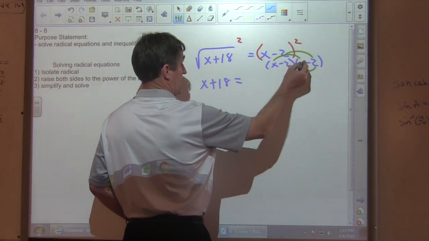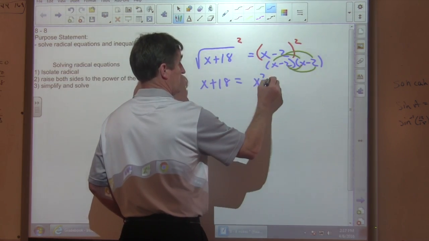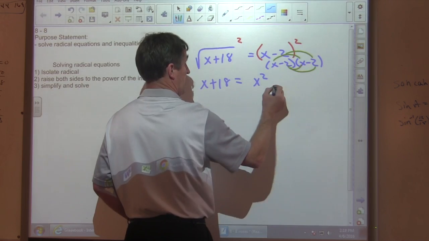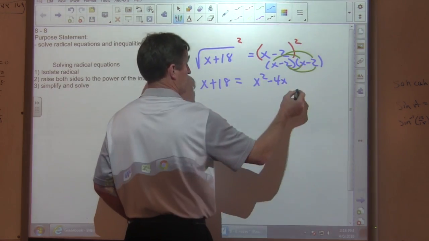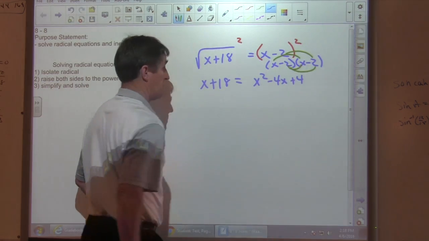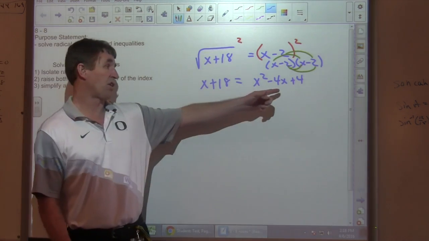So we get x times x is x squared. We get a negative 2x and another negative 2x, which adds up to negative 4x. And negative 2 times negative 2 is a positive 4. So now we have a quadratic.